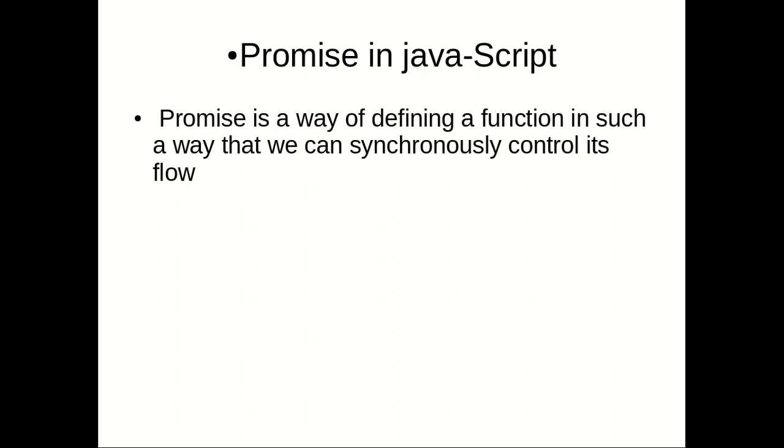And if we want JavaScript to wait for the result of the SMS function, and then execute the second function after the response of the SMS function, then we have to use promises. If you want a simple definition, here it is: promises are a way to define a function in such a way that we can control the flow synchronously, and after using promises they will not work in an asynchronous manner. A separate video on promises is also given in the description box.